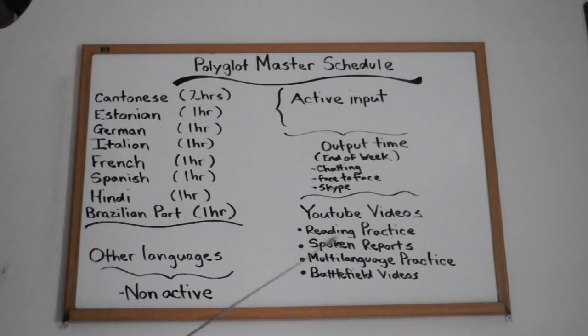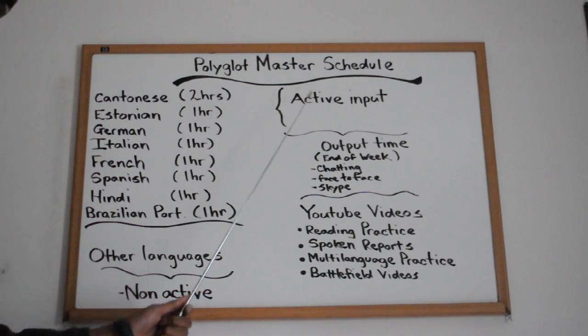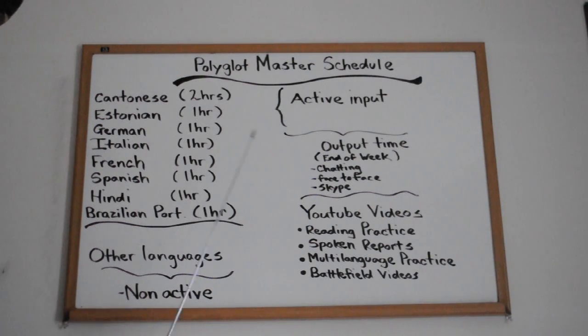So, what else do I have to mention here? Output time, we talked about output time. My active input time: YouTube videos. You guys know I like to make YouTube videos to practice my languages, my reading practice, all that good stuff. I intend to continue to do that. So, as before: reading practice videos, spoken reports, multi-language practice videos, and battlefield videos.